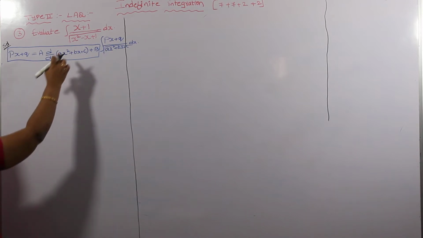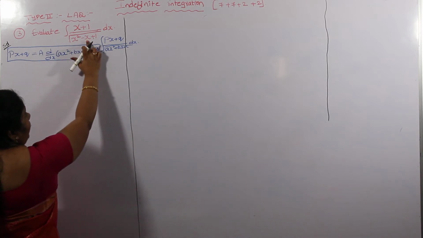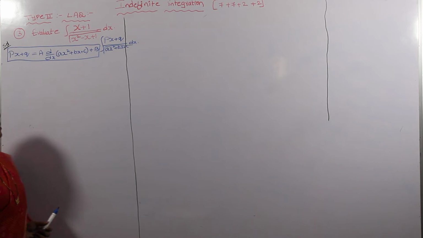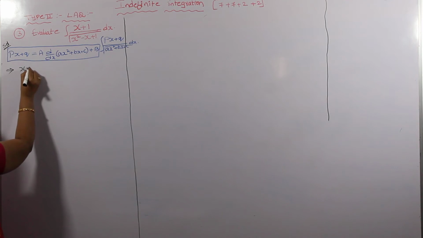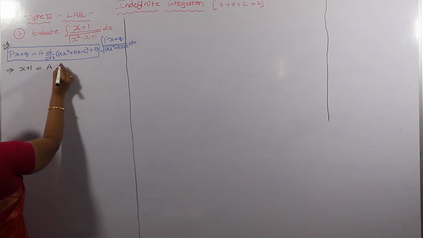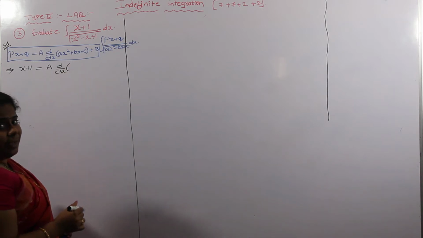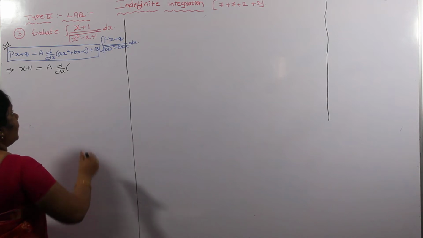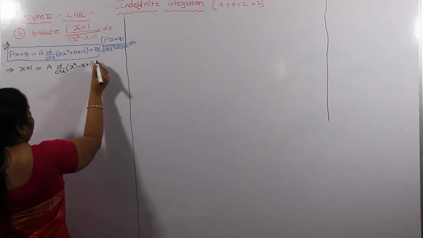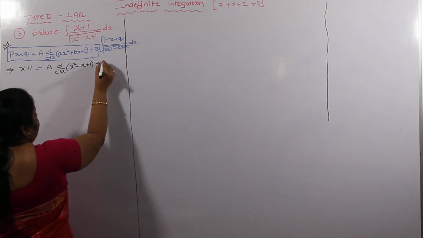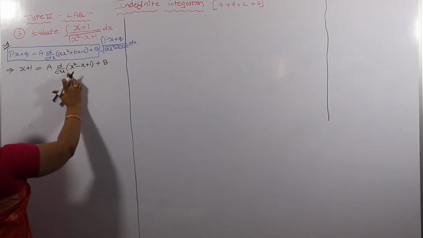Here px plus q is equal to x plus 1, and ax square plus bx plus c is equal to x square minus x plus 1. Substitute these two here. That implies px plus q, that is x plus 1, is equal to A into d by dx of (x square minus x plus 1) plus B.